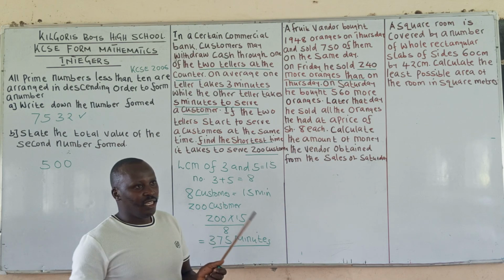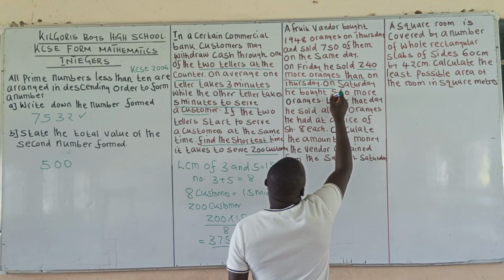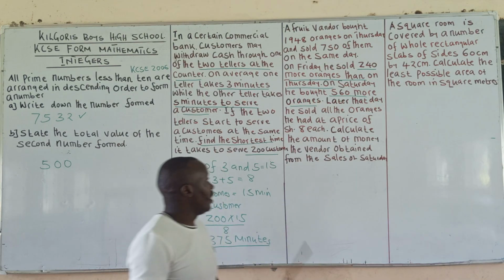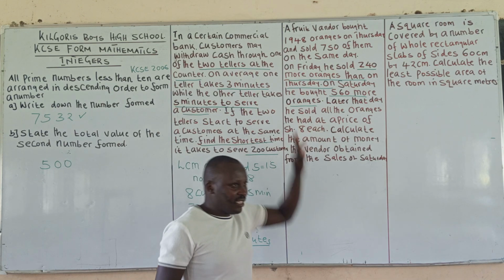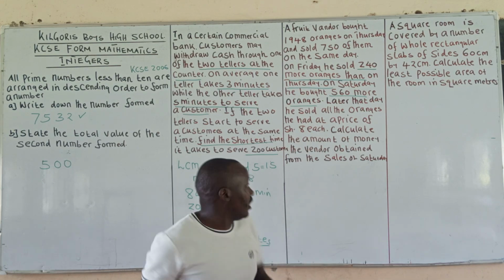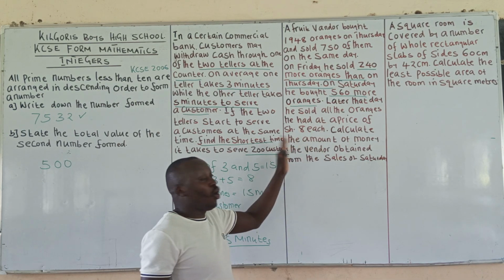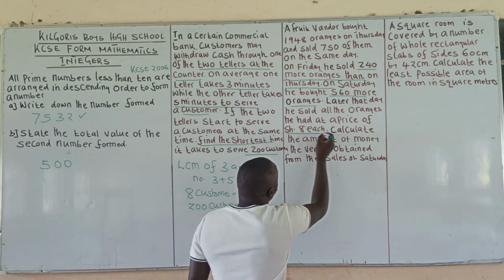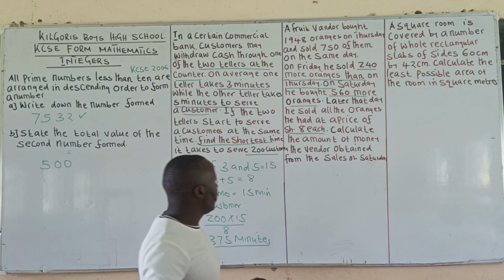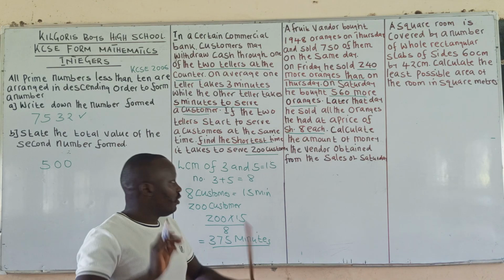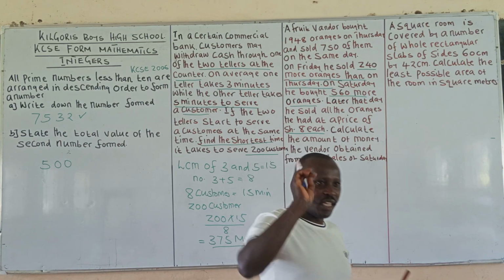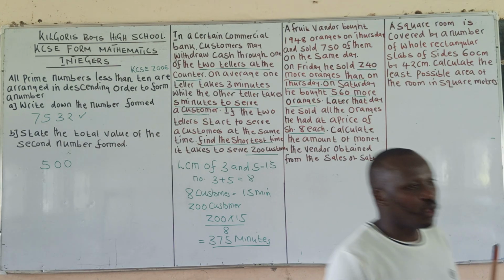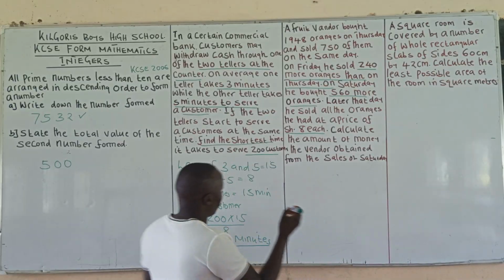On Saturday, he bought 560 more oranges. That is on Thursday, on Saturday. Later that day, that is on Saturday, he sold all the oranges at the price of 8 shillings each. Calculate the amount of money the vendor obtained from the sales of Saturday. So let us start on Friday.